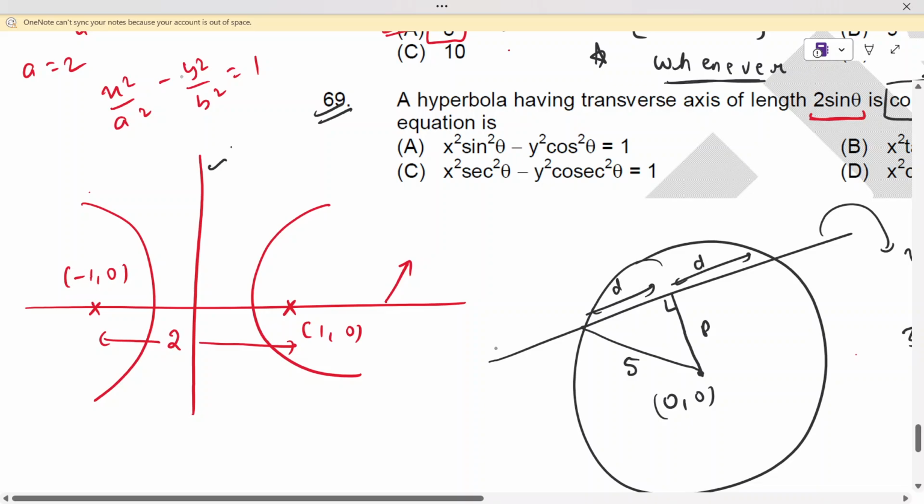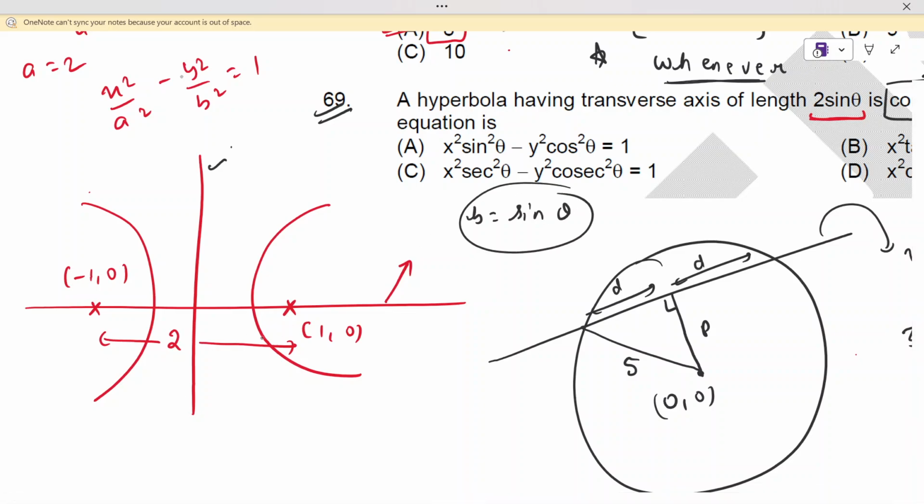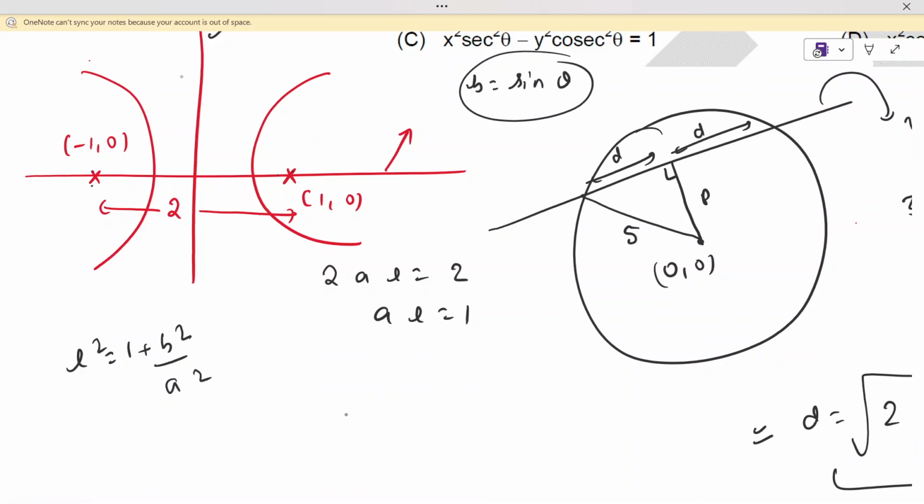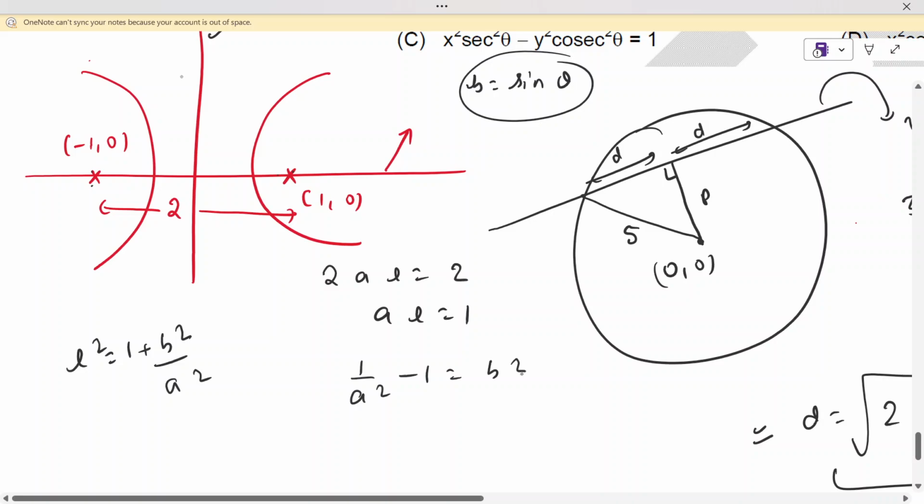Standing on this one, this implies b is equal to sin theta, right? And what is the eccentricity? This is the 2ae, right? 2ae should be equal to 2. So ae should be equal to 1. Fine. And e square is 1 plus b square by a square. This I know. Right. So now b is sin theta, and ae is 1. So 1 by a square minus 1 is equal to b square. So b square equal to 1 minus a square. So a square equal to 1 minus b square. So a is equal to cos theta.